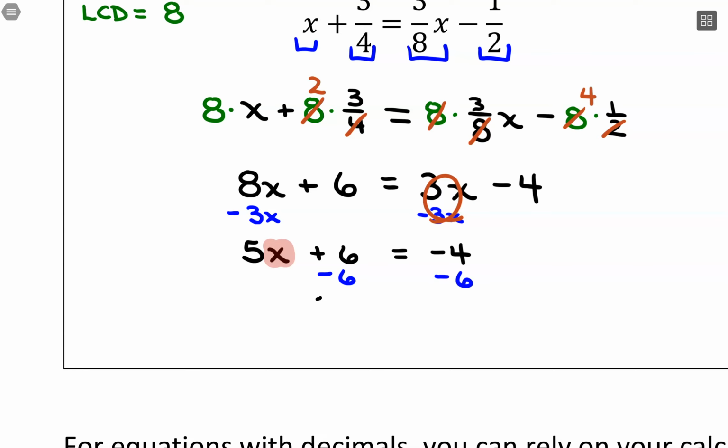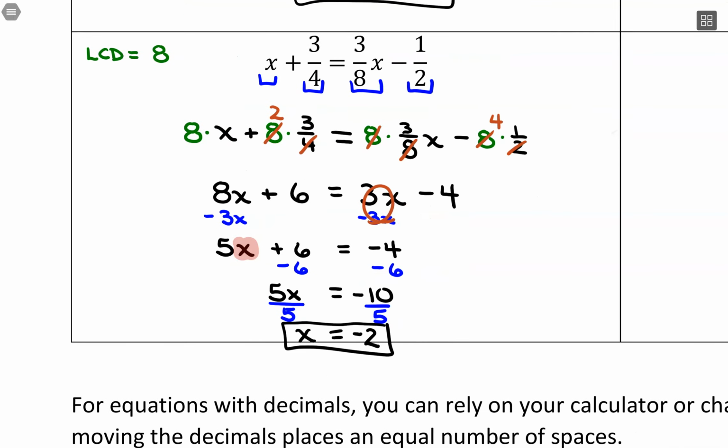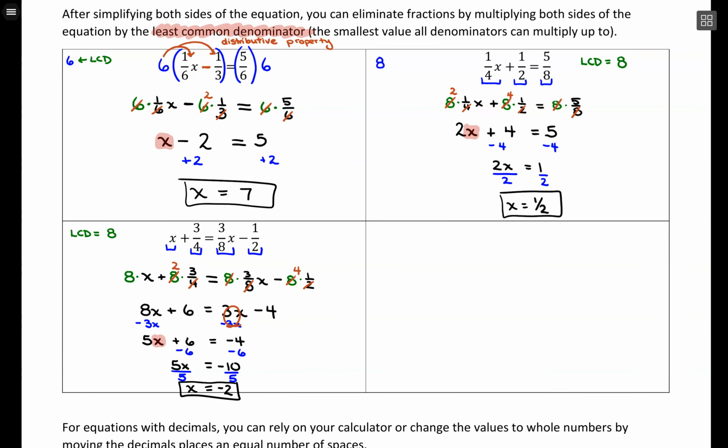So on the left-hand side, then I'll just have 5x left over. And then -4 minus 6 is -10. Then to get that 5 away, we're going to divide both sides by 5. So x is equal to -10 divided by 5, which is -2. So that's a big one, but that's our work with fractions and equations. Find the least common denominator, multiply everything by that least common denominator, and then with that you'll end up with an equation that we practiced in those last 2 videos.